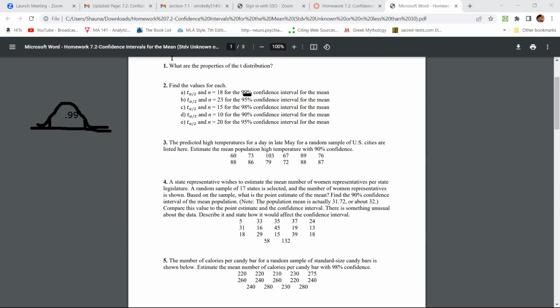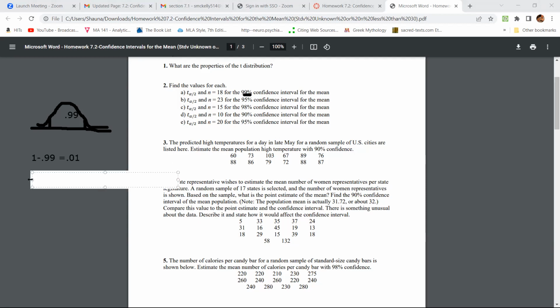So you're going to get 1 minus 0.99, okay? You can do some of this in your head, and if you can, that's fine, but I'm going to show it here. This is 0.01, the area in both tails together.